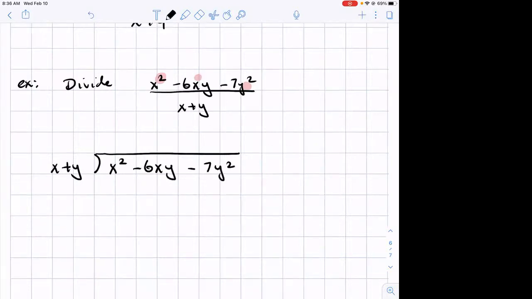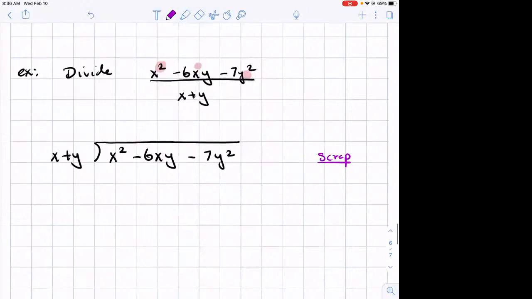Okay. And we do our scrap. Okay. So the first term on the inside is x squared, and the first term on the outside is x. And x squared divided by x is x to the 1 power. So I write it above the term with the x to the 1 power. So I will put it right here. Okay. And then if you multiply as we did before, right? So by doing this, x times x becomes x squared, positive, and x times y becomes plus xy.